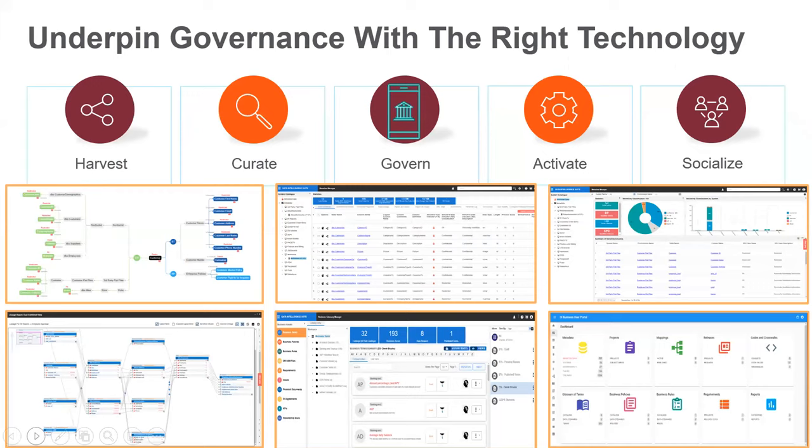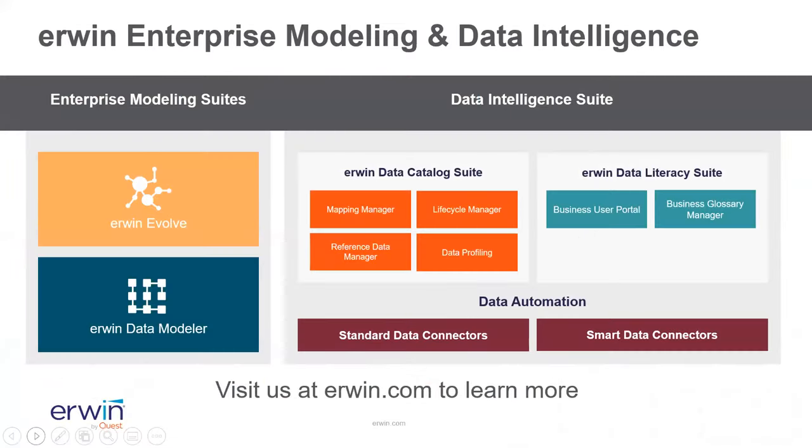Really, when you look at the technology, you want it to be able to harvest everything that you have, give you the capability to curate that and bring all sorts of extended metrics and visibility and understanding context to that data. Apply the governance to that data in a way that's effective and non-invasive, activate this whole framework to be able to then start providing insights and information to all of the different stakeholders and be able to socialize that in an effective way. So that's it from us at Irwin.